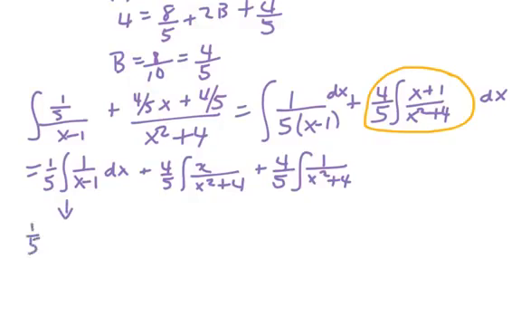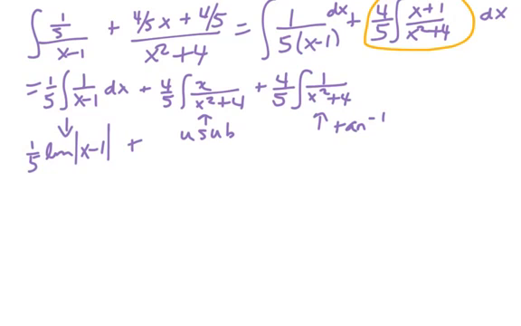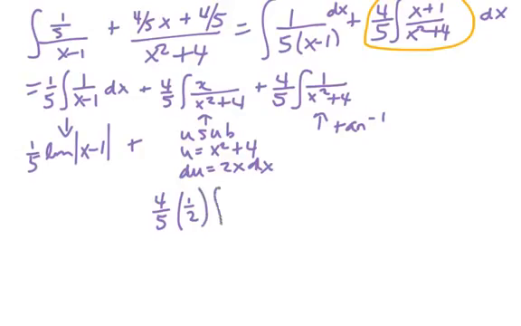All right, this is just 1/5 ln of x minus 1. And here, we've got to do a u sub. And here, what does that look like? Tangent inverse. Okay, so we've got three separate integrals to solve here. So with the u sub, we're just going to let u equal to x squared plus 4, and du is equal to 2x dx. Right? So that's going to be 4/5 times 1/2, because I'm going to pull out the x, and then this is the integral of 1 over u du. So I'm just working them side by side.